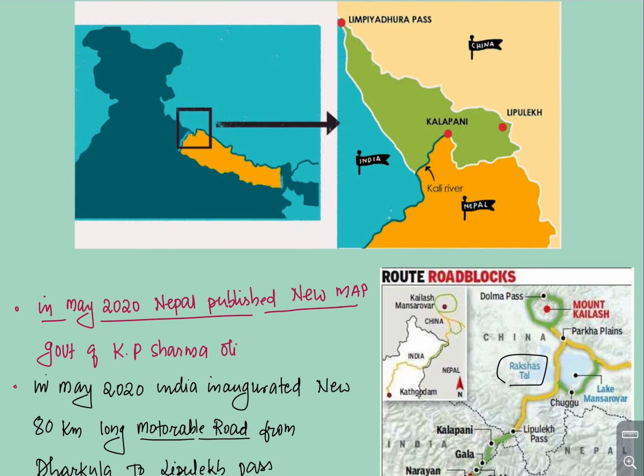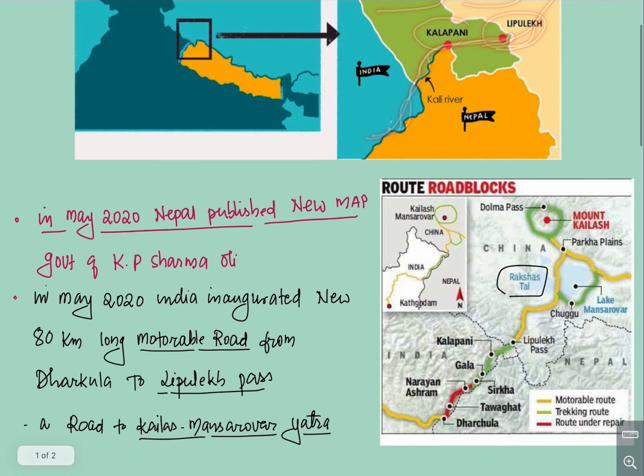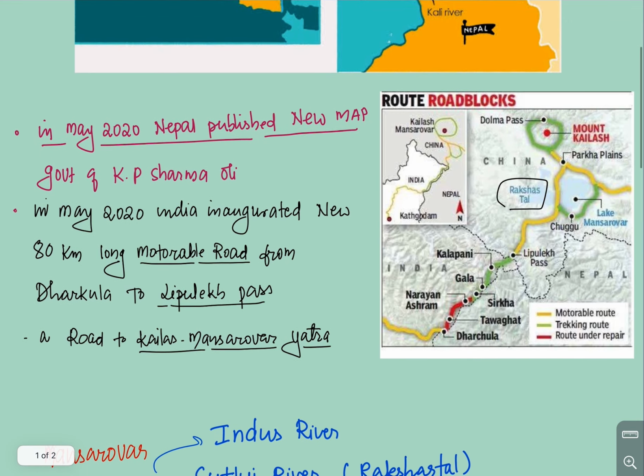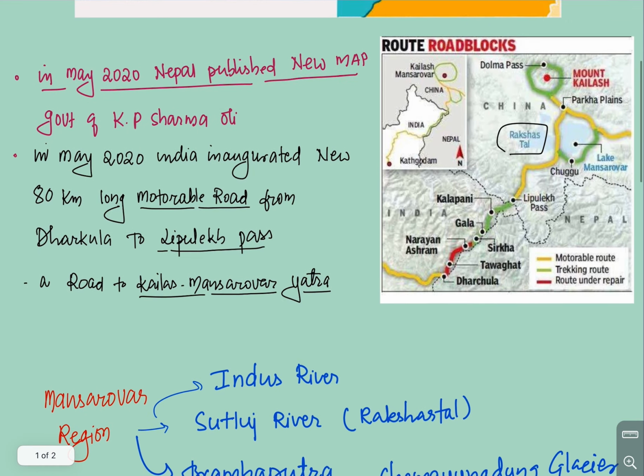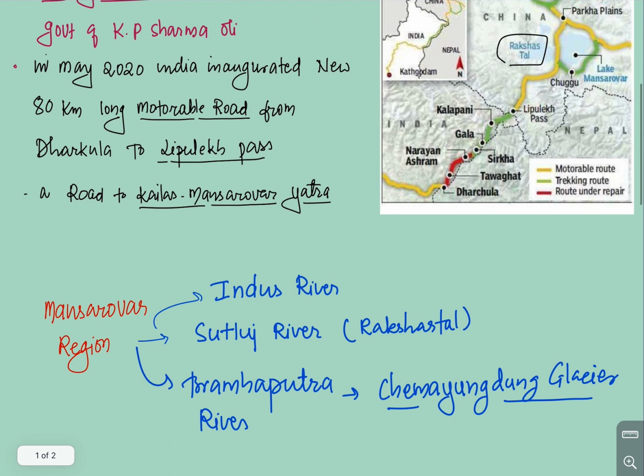So it's better that you know this region: this is Limpiadhura, this is Kalapani, and this is Lipulekh Pass. Lipulekh Pass is an important trade route between India and China. This is also a tourist place. This is also the tourist road which goes to the Kailas Mansarovar Yatra.